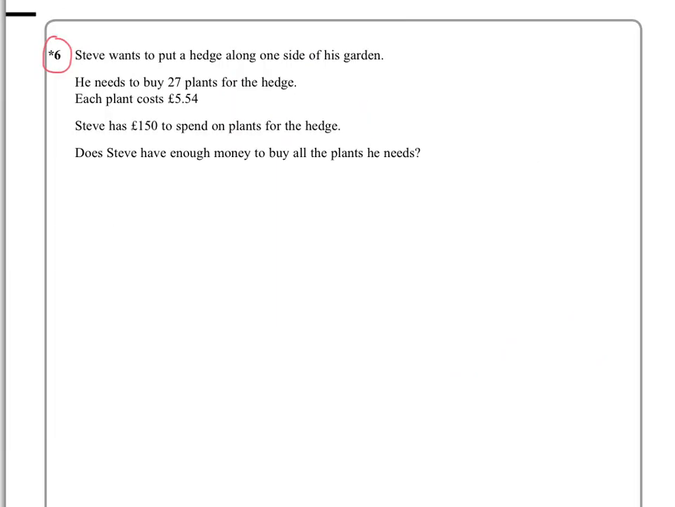Okay, Steve wants to put a hedge along one side of his garden. He needs to buy 27 plants for the hedge. Each plant costs £5.54. Steve has £150 to spend on plants for the hedge. Does he have enough money to buy all the plants he needs? So he needs 27 plants, and they cost £5.54 each. So we're going to have to do 27 times £5.54. And then let's read the rest of the question.